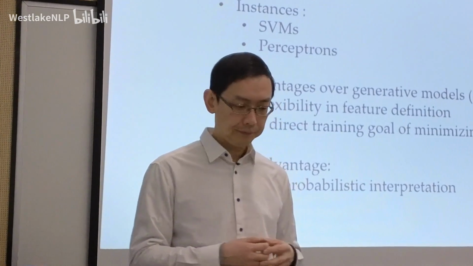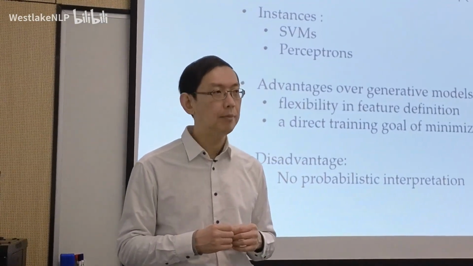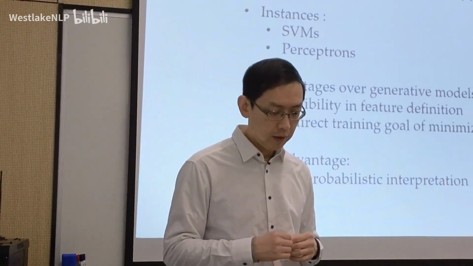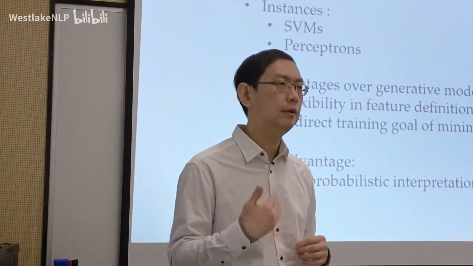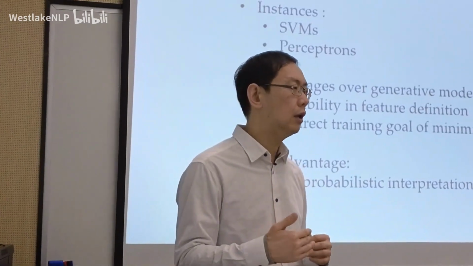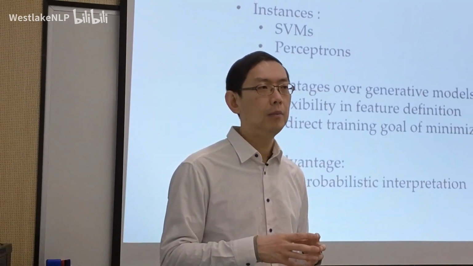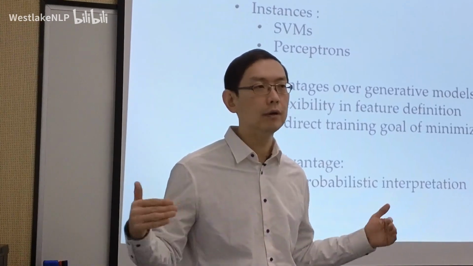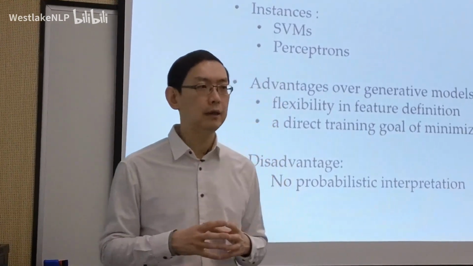Okay. So is there a way to combine the best of both worlds? The goal is to build a discriminative model that gives you a conditional probability score, so that you can both have rich features as you want, and a score that you can interpret. How do you do that?